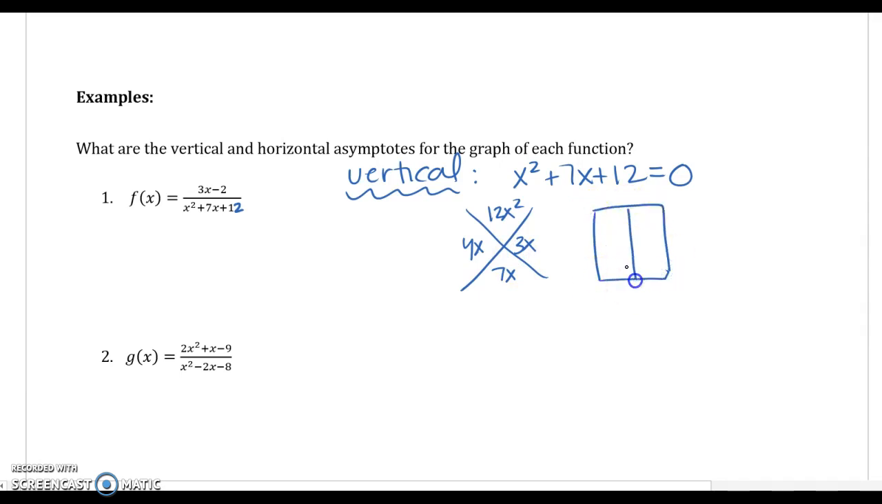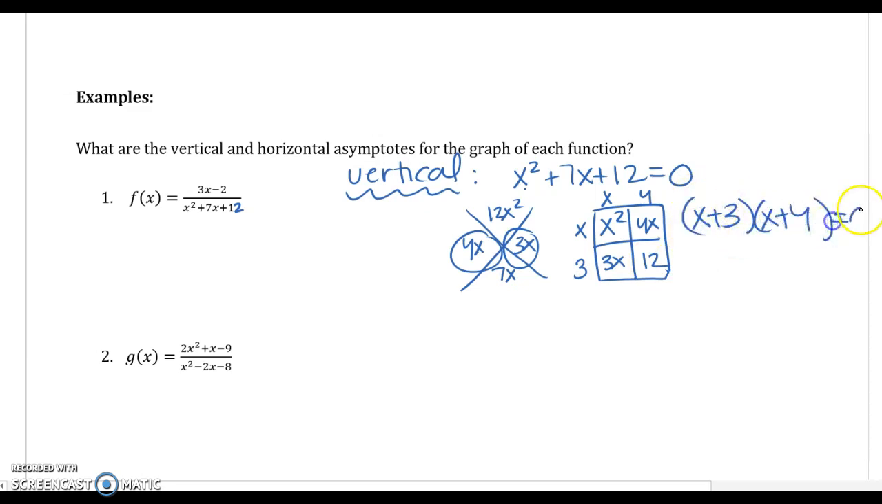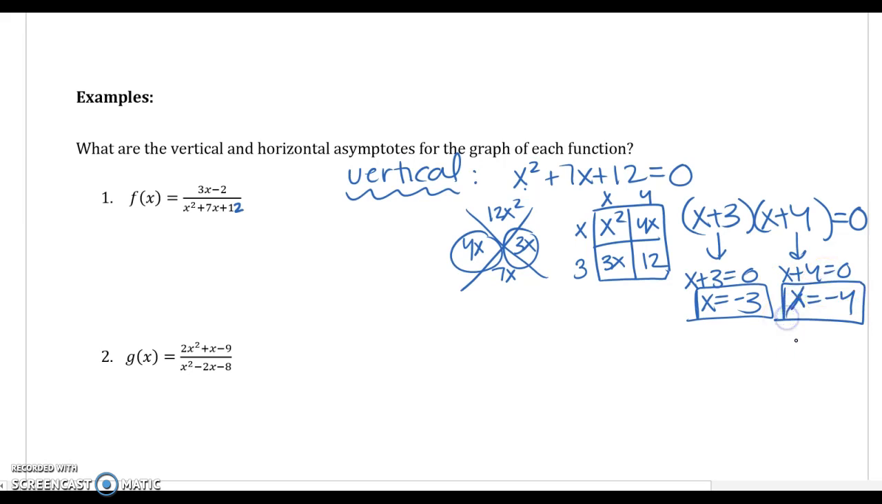Go to our box. X squared goes here, 12 goes here, and we take our 4x and 3x and put them in the middle two boxes. So now we can pull an x out of there, a 4, an x, and a 3. So we rewrite as x plus 3 times x plus 4 equals 0. We set x plus 3 equal to 0, we get x equals negative 3. We set x plus 4 equal to 0, we get x equals negative 4. So those are our two vertical asymptotes.